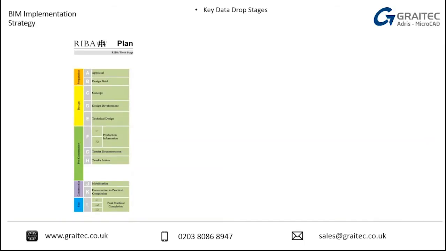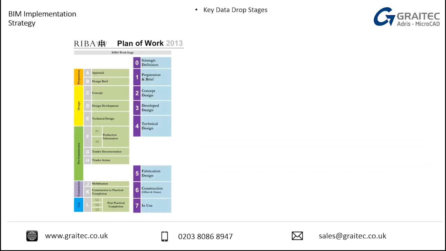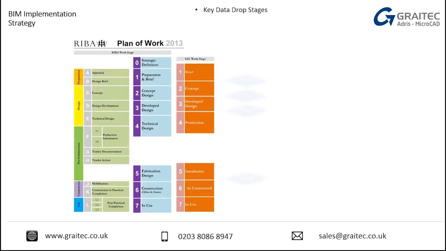If we take into account the RIBA plan of work, there are key data drops from COBie as well. It's not just one spreadsheet that we produce at the end of construction. We actually make sure that we specify. Now the plan of work has been changed slightly, and this helps to incorporate the BIM process. But if we go to the end here, we've got our COBie data drop. So this is telling us when we do the drops. COBie drop 4 is going to be the most complete one.